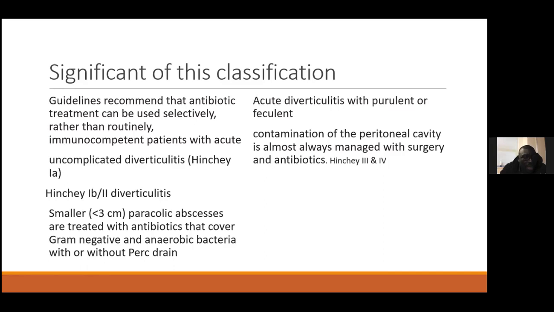If you have 1B and 2, and if you have a very small collection in them, then treat them with antibiotics and cover the gram-negative and the anaerobic cover for them. But if you have 3 and 4, then you have to consider, in those cases, surgical intervention in these patients.